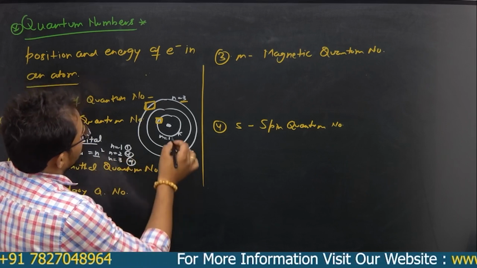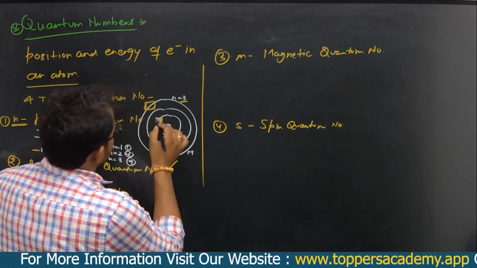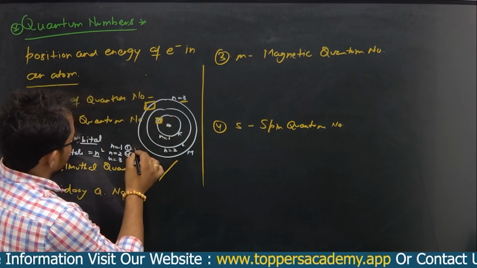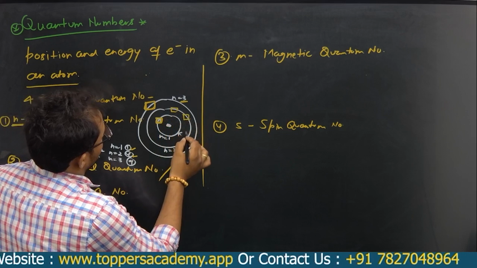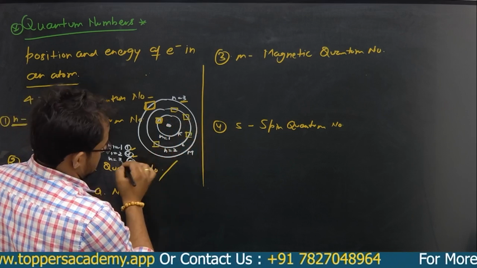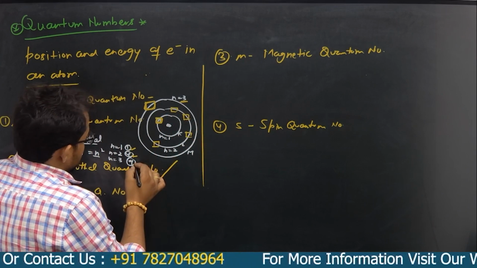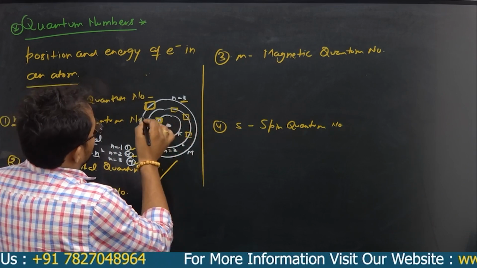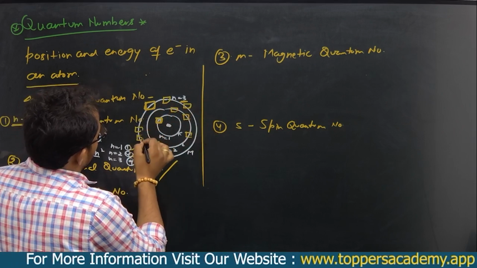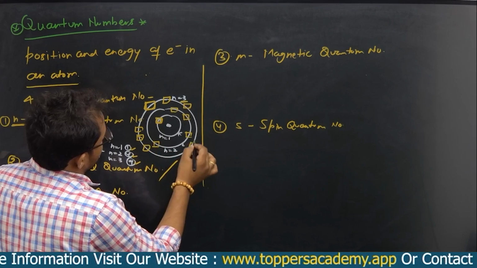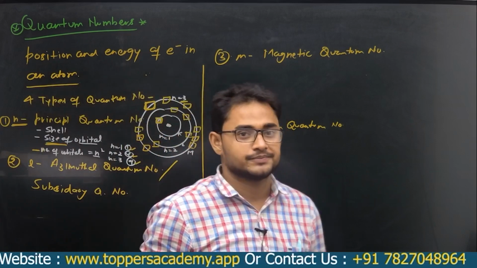It means the first shell has only 1 orbital, the second shell has 4 orbitals, 1, 2, 3, 4, of bigger size because n is equal to 2. And n equal to 3 has 9 orbitals, 1, 2, 3, 4, 5, 6, 7, 8, 9.